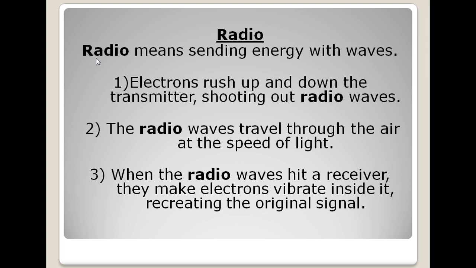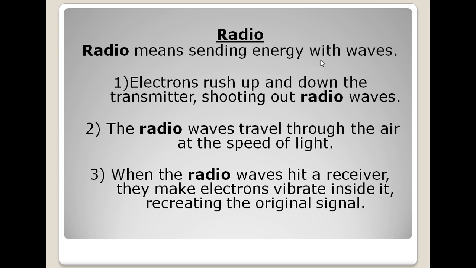What is radio? Radio means sending energy with waves. Electrons rush up and down the transmitter, shooting out radio waves. These are the basic characteristics of radio waves. The radio waves travel through the air at the speed of light. When the radio waves hit a receiver, they make electrons vibrate inside it, recreating the original signal. So we are getting the information about radio waves.